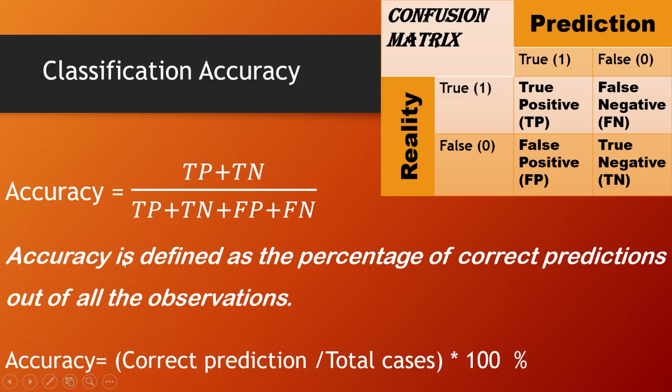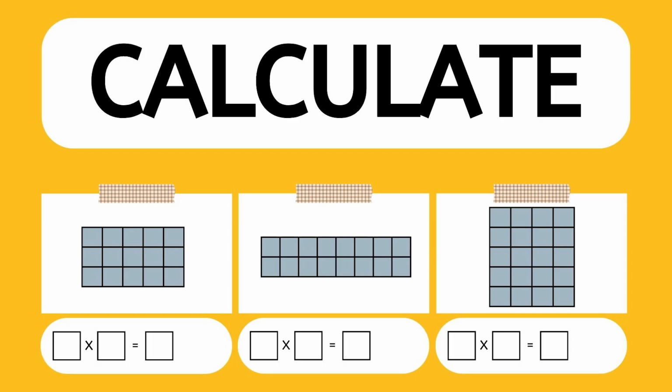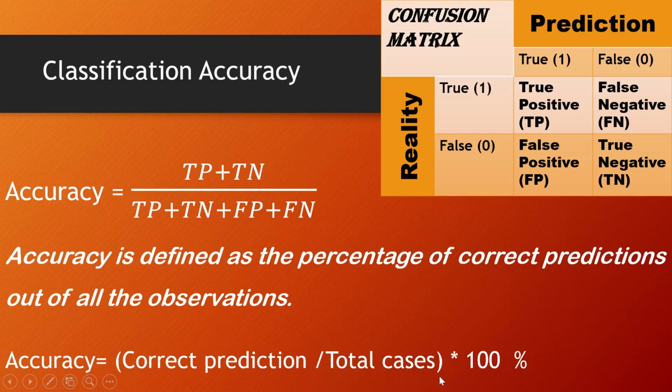So accuracy means the percentage of correct predictions. In both cases, predictions are right. So correct predictions divided by the total number of cases, that is the addition of all 4 cases, is accuracy. Now, if you want to calculate accuracy in percentage, multiply it by 100 and put a percent symbol. Otherwise, no need for this. Just write this formula, apply the values, and you will get the answer.